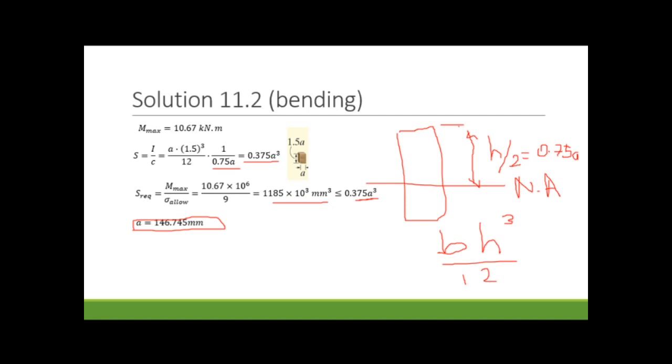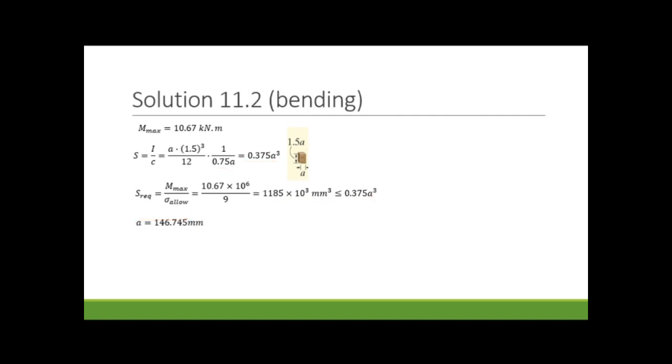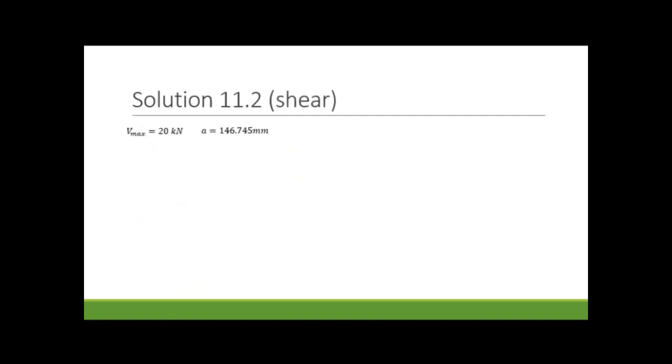146.745 millimeter. Due to bending, the minimum A value is this; the A value should be greater than this value. Okay, then if I want to continue, I also have to check with the shear. You remember in rectangular sections we use the shortcut 1.5 Vmax divided by A.